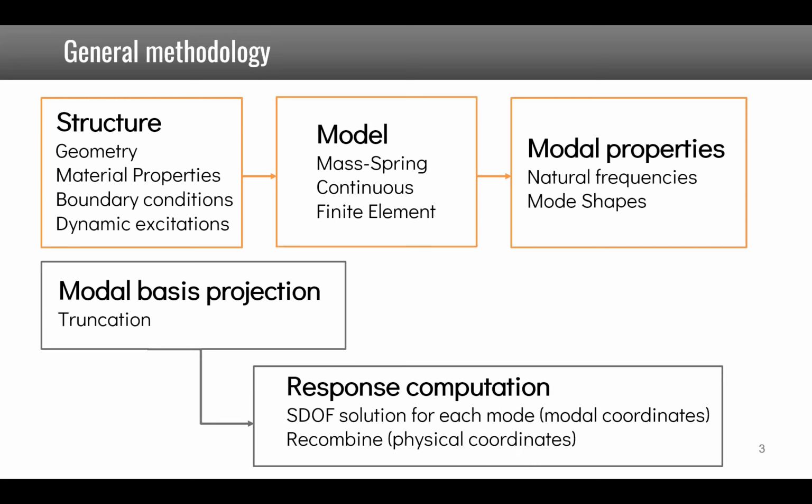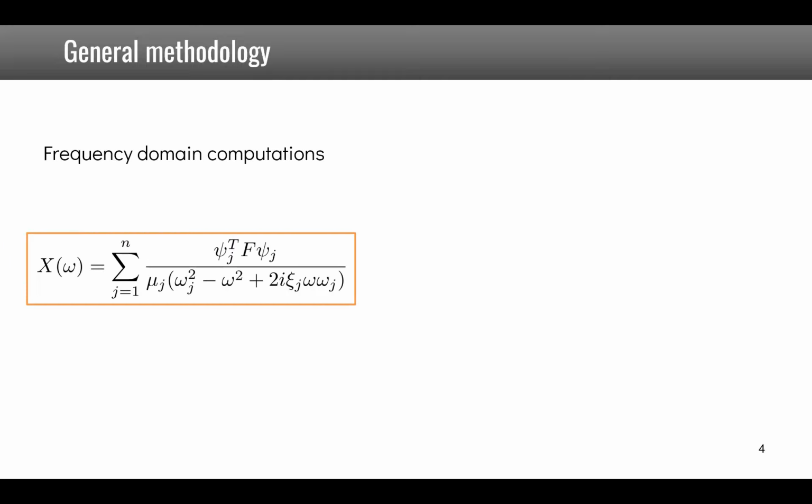Once you have this reduced set of equations in the modal basis, you can compute it using the methods described for single DOF oscillators, because each of the mode shapes is considered as an S-DOF. Once you have solved the problem in modal coordinates, you can recombine the mode shapes and modal amplitudes to go to what is of interest for you, which is physical coordinates. Now, there are two types of computations.